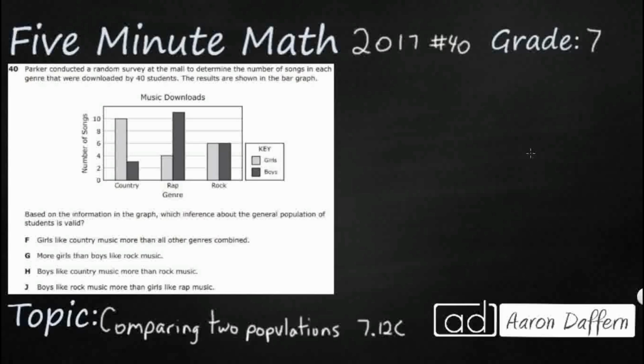Today we are looking at the 7th grade concept of comparing two populations. This is standard 7.12c in the great state of Texas, and we are using item number 40 off the 2017 released STAAR test. If you have not done so already, please take a moment to pause the video, work this problem out on your own, unpause it, and we will look at our answers together.